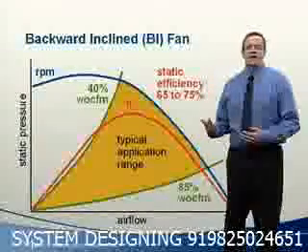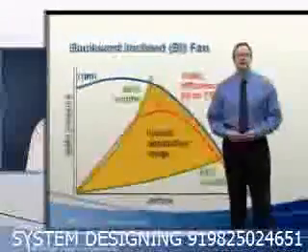So BC and BI fans are typically more efficient than FC fans. Since the magnitude of surge is related to pressure, the surge characteristic exhibited by a fan of this type is usually more severe than that of an FC fan, considering BI and BC fans are typically used in higher pressure applications.